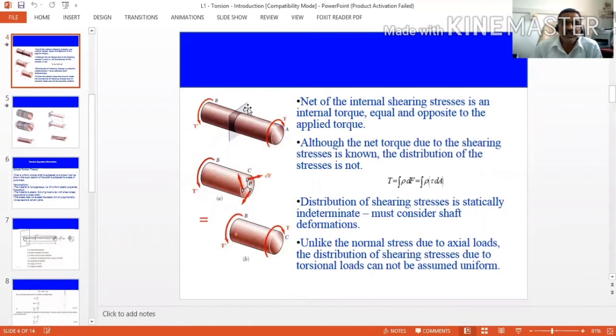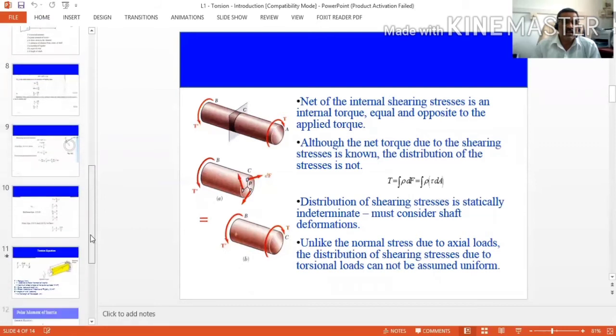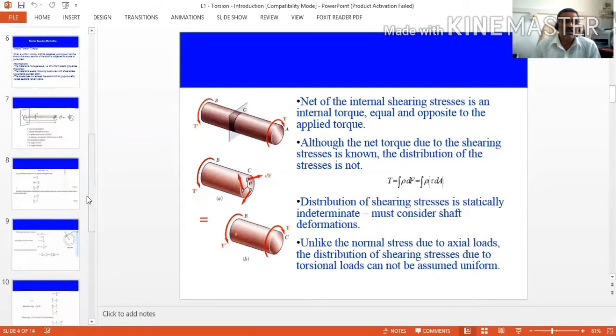For example, consider this shaft. Here we have considered a plane. This is before applying the load. Even after applying the load, the plane remains plane. That is what we assumed, right?